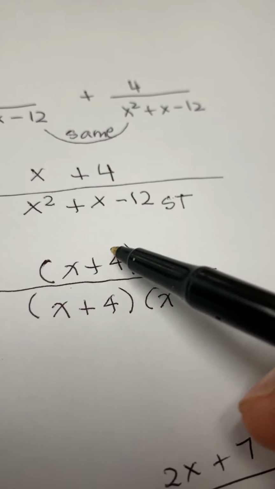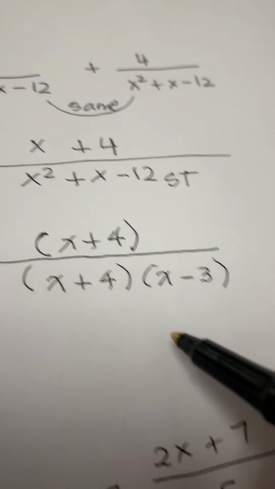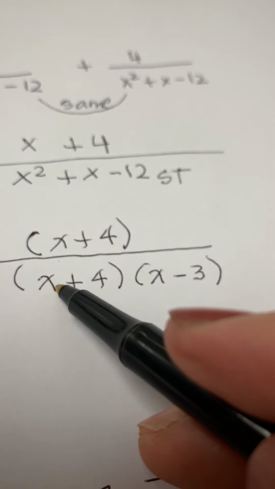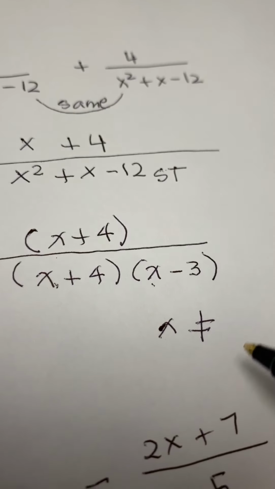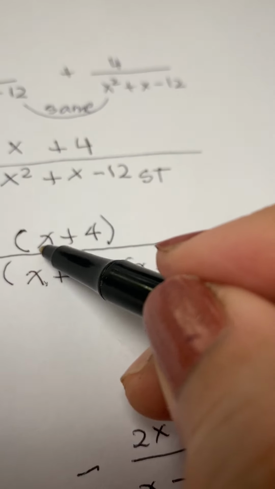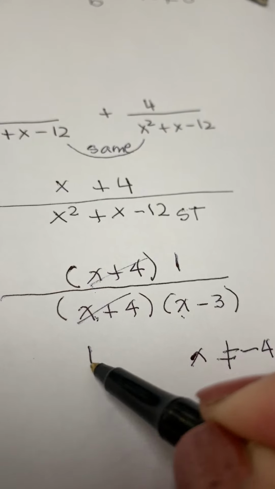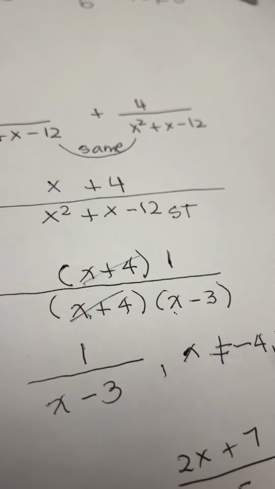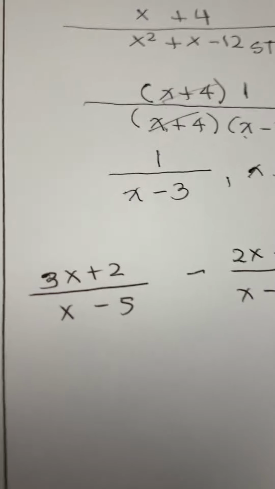Okay, so here you see there is a common factor, but before we cancel again, let's look for our restrictions. So x cannot be equal to -4 here, because that will make it 0, and +3 here, because this will in turn be 0. So -4 and 3. So let's cancel this. So our numerator is just 1. So we're going to say this is 1 over x minus 3, as long as x is not equal to -4 or 3.